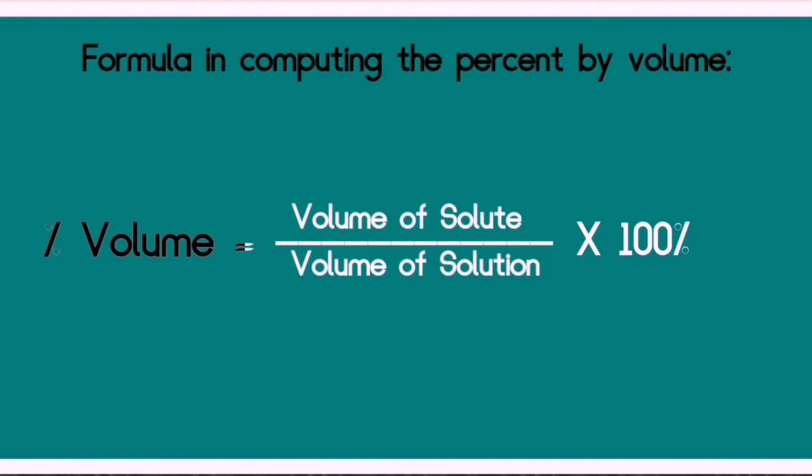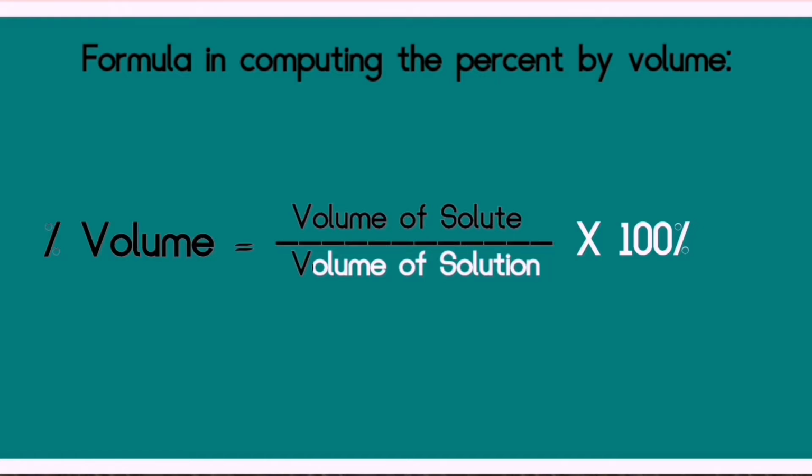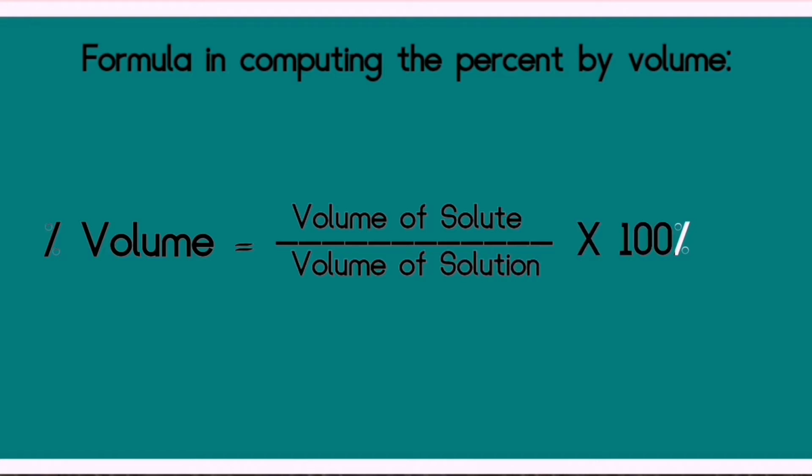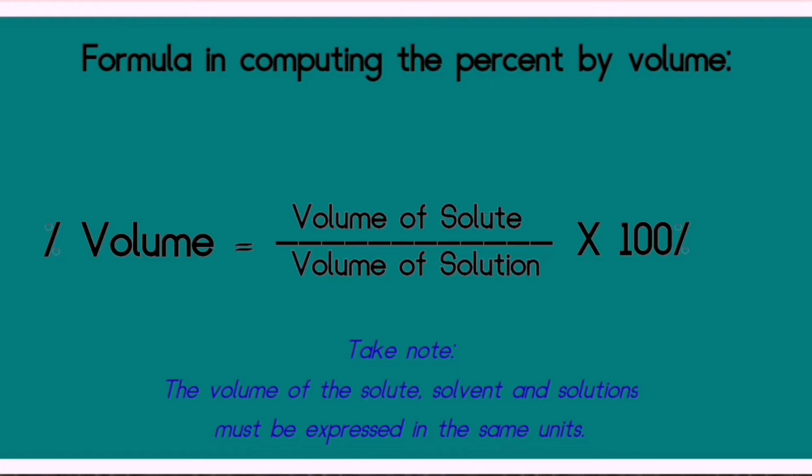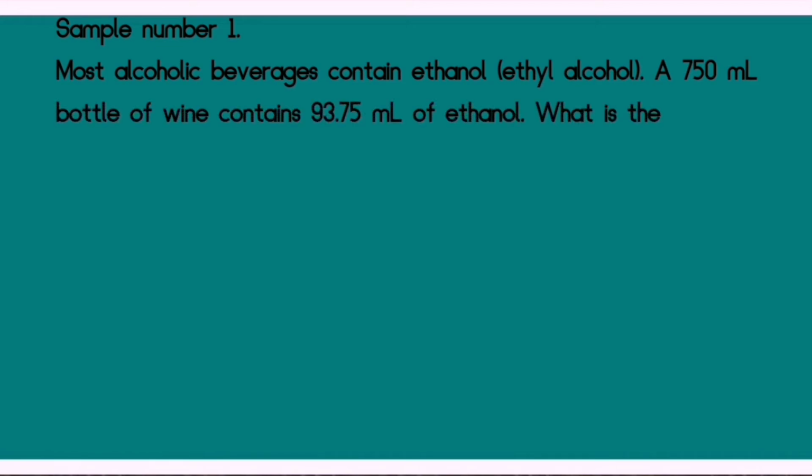Percent by volume is equal to volume of solute divided by volume of solution times 100%. Take note that the volume of solute, solvent, and solutions must be expressed in the same units. Okay, let's practice sample problems using percent by volume. Sample number 1. Most alcoholic beverages contain ethanol.